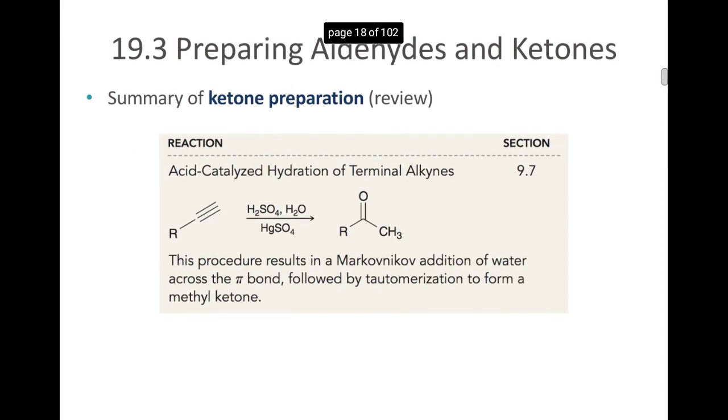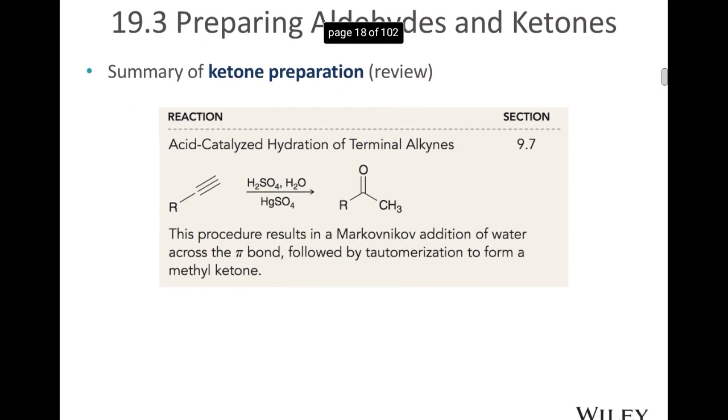Anyhow, what else? Another way to make a ketone is from a terminal alkyne. This is a Markovnikov addition of water across the triple bond using mercuric sulfate, sulfuric acid, and water. I told you this is a mechanism that isn't all that well understood. It proceeds through tautomerization of an enol to give you a methyl ketone. So that's something to keep your eye on, and that's in section 9.7. Those are all reactions that we've seen before.